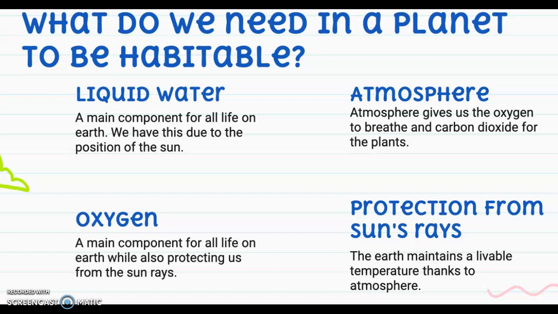And then we have this due to the position of the sun. So if we're farther away from the sun, we get ice and we can't drink that. But if we're too close to the sun, it just evaporates and we can't drink that. So it all depends on the position of the sun.